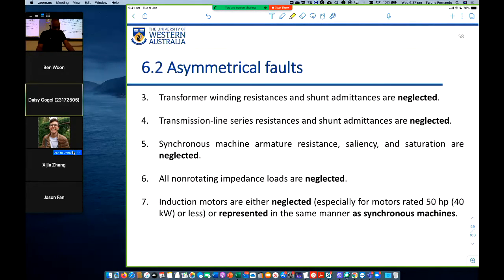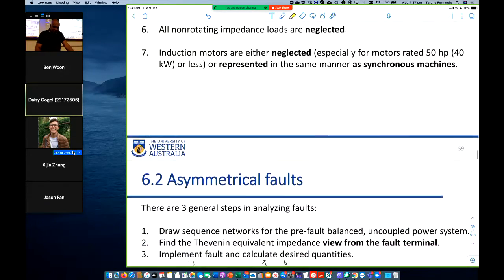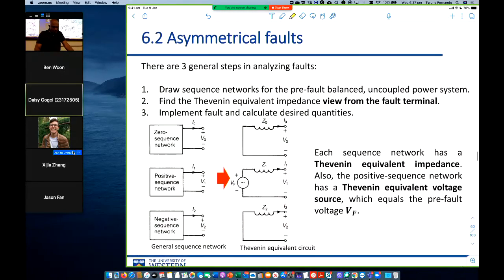Transformer winding resistance and shunt admittances are neglected, right? So if at all, we will only include the series reactance for the transformer equivalent model. Transmission line series resistance and shunt admittances are neglected. Synchronous machine armature resistance, saliency, and saturation are neglected. All rotating impedance loads are neglected. Induction motors are either neglected or represented in the same manner as synchronous machines. So those are some assumptions that we are going to make.